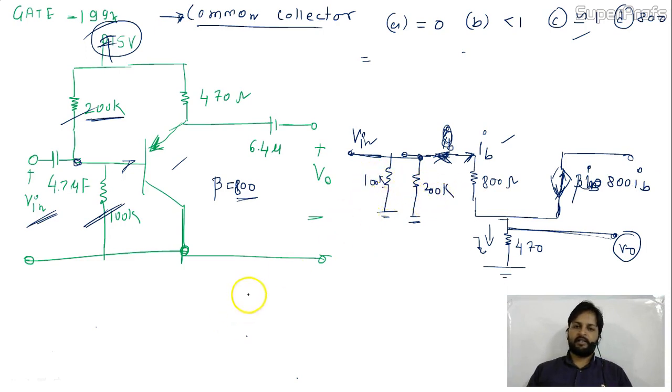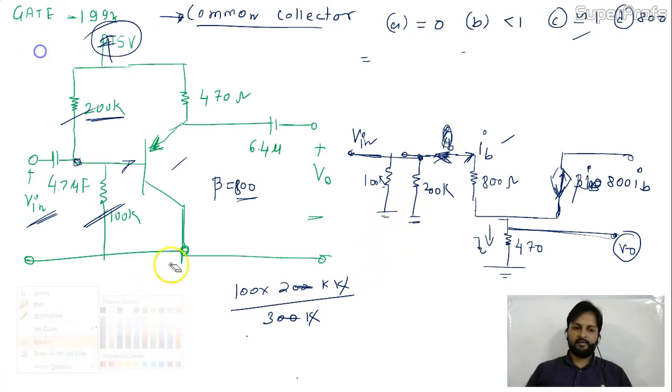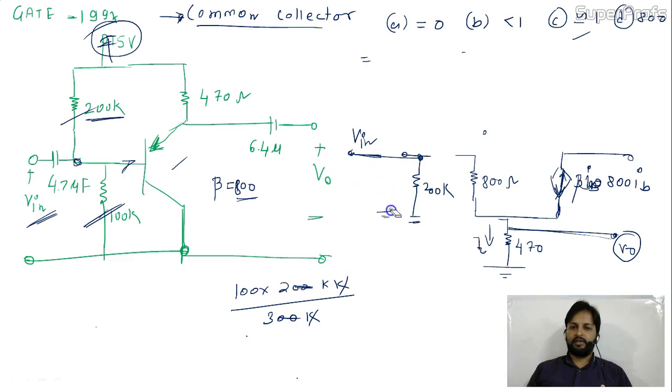Again, we can resolve this if we want. 100k and 200k, they are in parallel. 200k divided by 300k, k gets canceled, this is 200 by 3k. So the equivalent of this you can replace now by only one. Let me do it clearly. This is 200 by 3k.